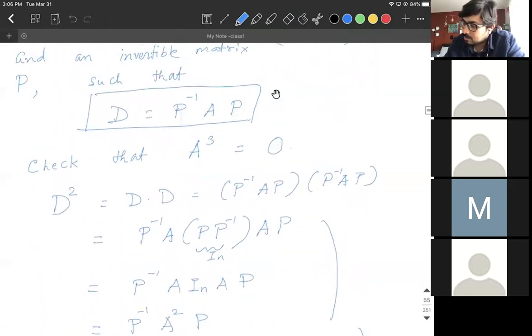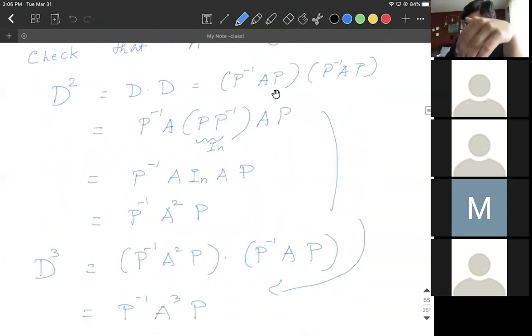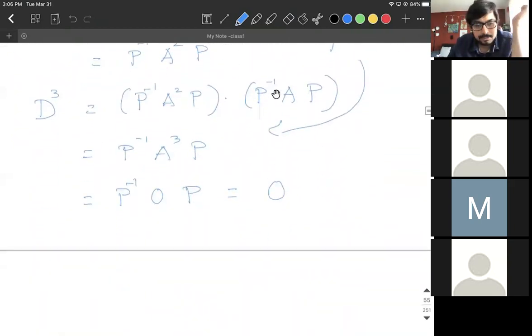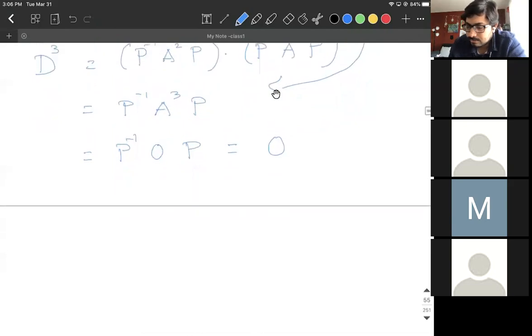But you know that A cube is zero. So then this is simply P inverse times the zero matrix times P, which is the zero matrix. So what we get is that if A is diagonalizable, there is this matrix D, which is diagonal, and also satisfies the property that D cube is the zero matrix. Now, what does this mean? Can you guess what's going on here? Remember that D is a diagonal matrix. So what does D cube equals the zero matrix actually mean?